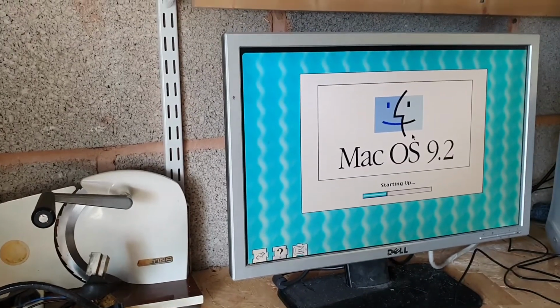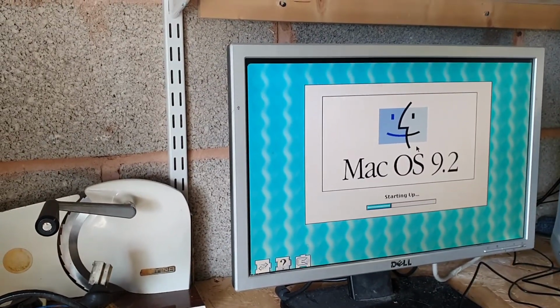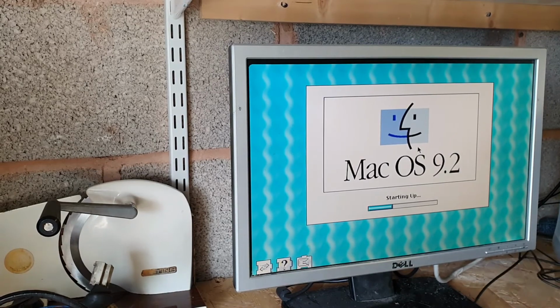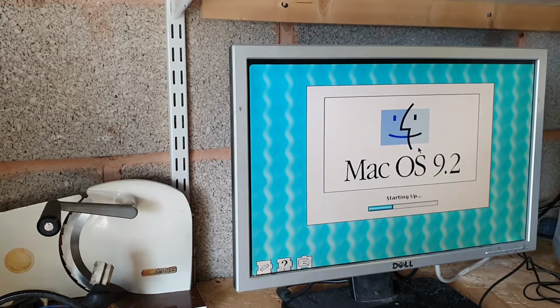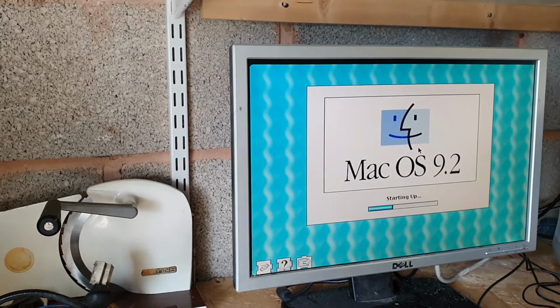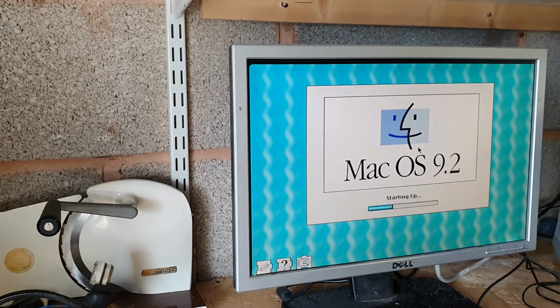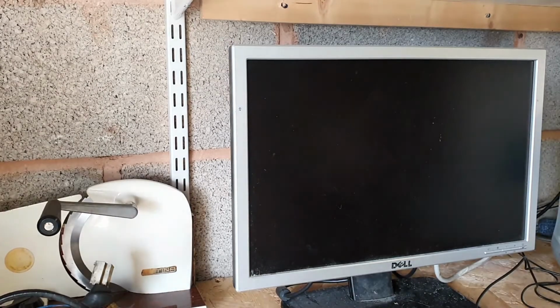So what is it doing at the moment apart from that? Well, it's just doing that, to be honest with you. And in fact, it has actually crashed. So I've just hit what I think is the reset button.